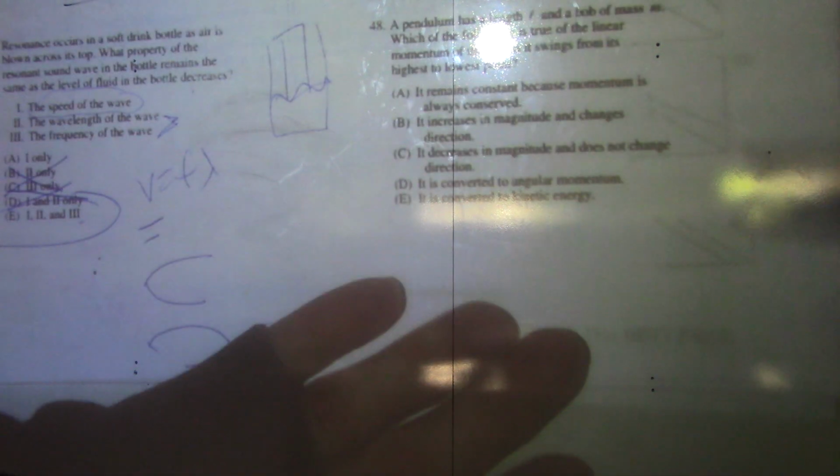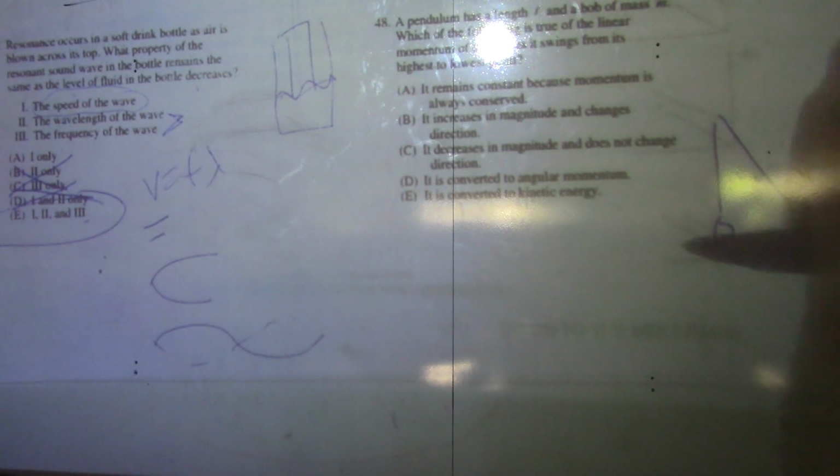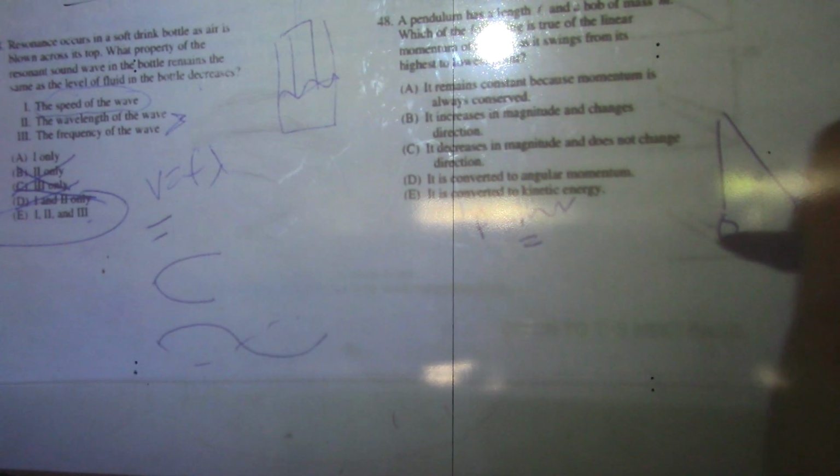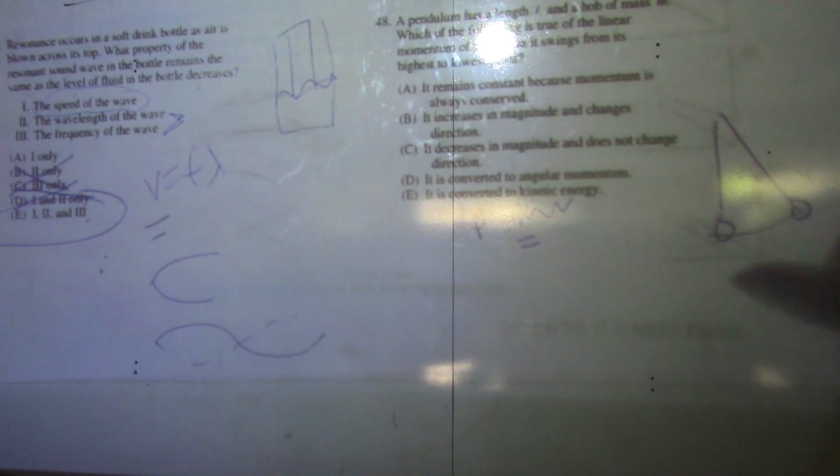A pendulum has a length L and a mass M. Which is true of the linear momentum as it swings from highest to lowest? From here to here, it's tempting to say your momentum is conserved. I actually do have a net force on it. An external force would be gravity. So my momentum could be changing. Momentum is P equals mv. My mass is definitely staying the same. My velocity is not staying the same as I move from here to here. It is getting faster, so your momentum should be increasing.